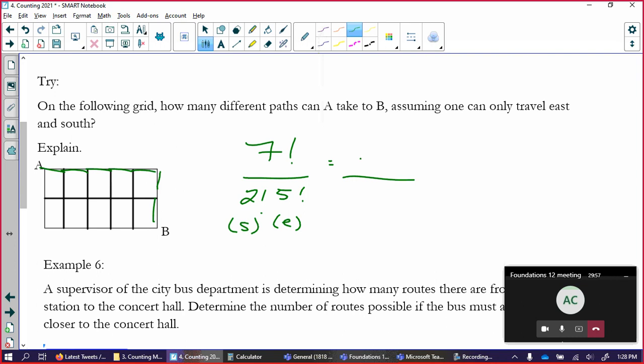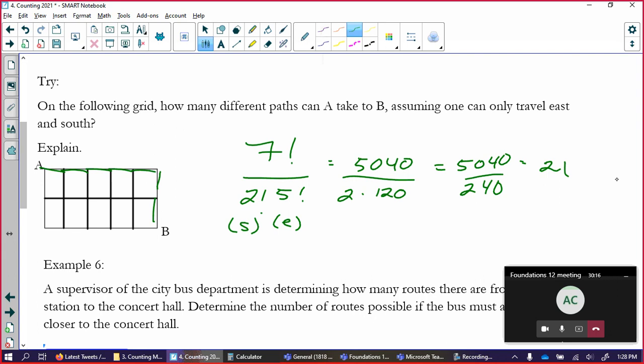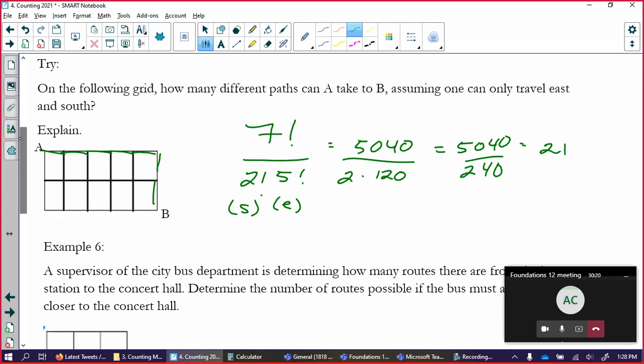50, 40. That's 2 times, what did we have up there? 120. Or you can just put it all in the calculator at once. 21, assuming I did my calculations correct.